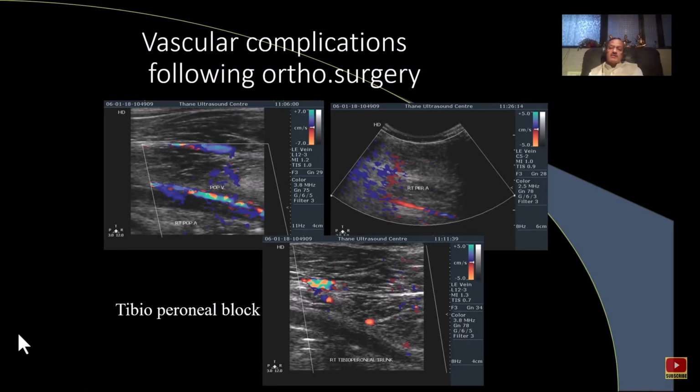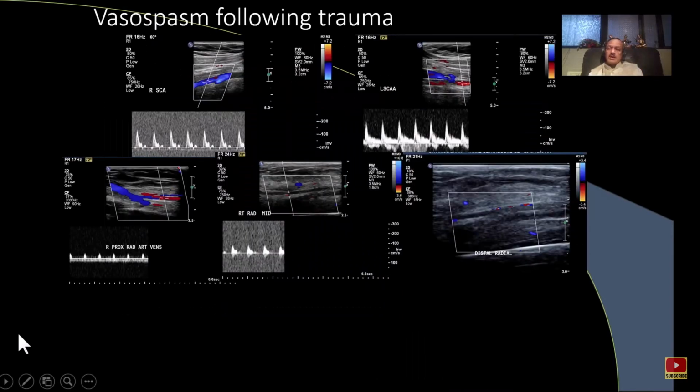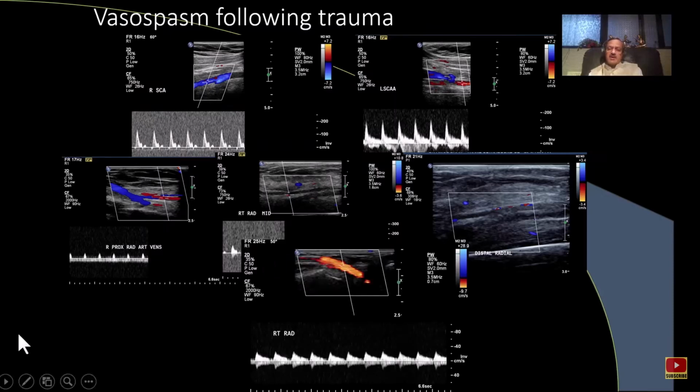Sometimes after orthopedic surgery, the patients lose their pulse. The clinician wants to know, is it compartment syndrome or is it a block? Here, for example, we have a tibioperoneal block and the patient had to be opened up again. Sometimes after trauma, patients may have a vasospasm, which may last for quite some time. This is a young girl who had a trauma of her fingers, and there was a vasospasm which lasted for quite some time. But after some time, when we look at the radial artery, it opened up and we see a good diastolic flow.